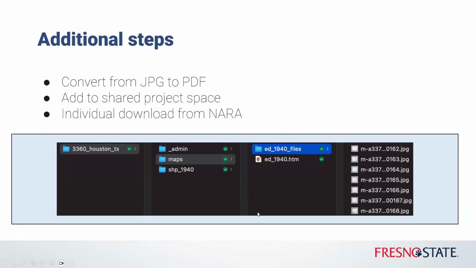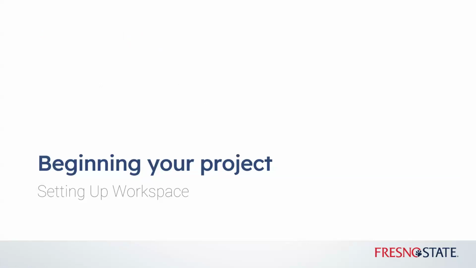Okay, some steps you might want to do if you plan on using a PDF viewer, you're going to want to convert those JPEGs. They'll be downloaded as JPEGs into PDFs. If you're working with a team, you're going to want to add them to a shared drive folder or whatever it is you're using to work together. And then again, you could just individually download the images from NARA if you need to or want to.